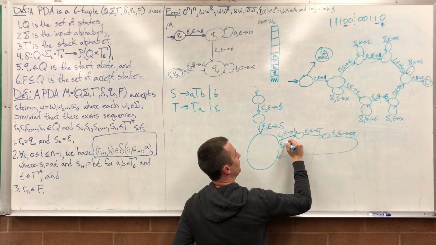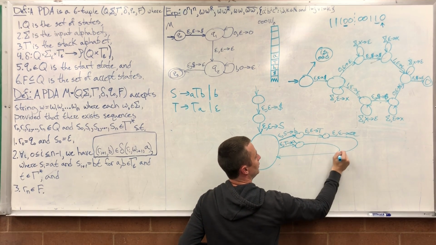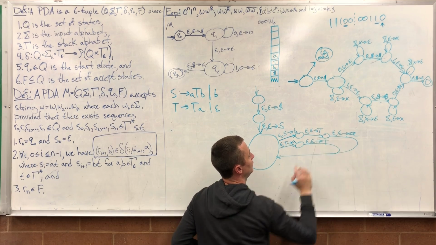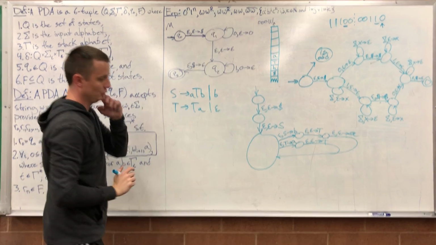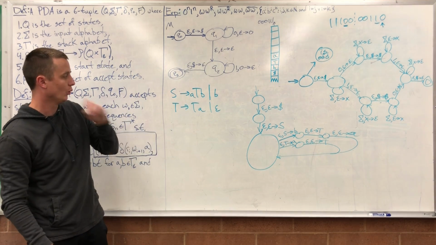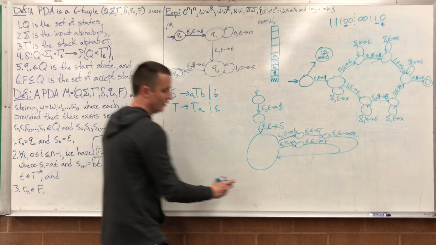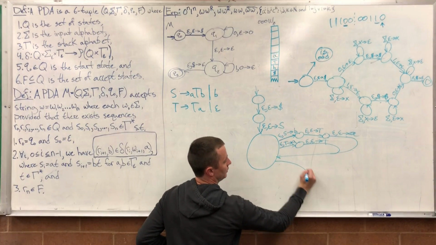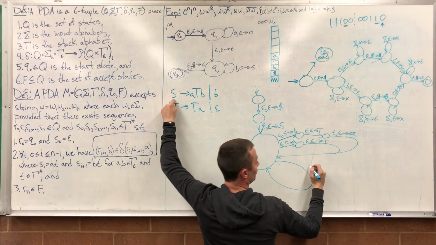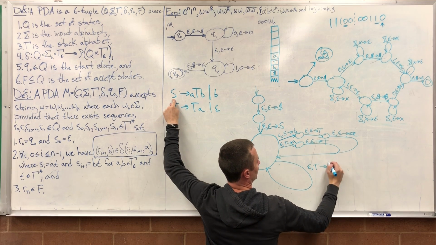Yeah. We could have also, reading nothing, popping a T, pushed an A, and then reading nothing, popping nothing, pushed a T. So going on this loop, we would have popped a T off the stack and then pushed on an A then a T, or ultimately pushed on a TA. Right? Now we could have also had, reading nothing, we could have popped a T off the stack and pushed on a B.